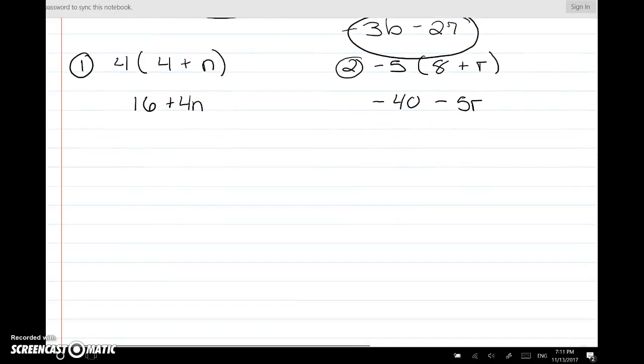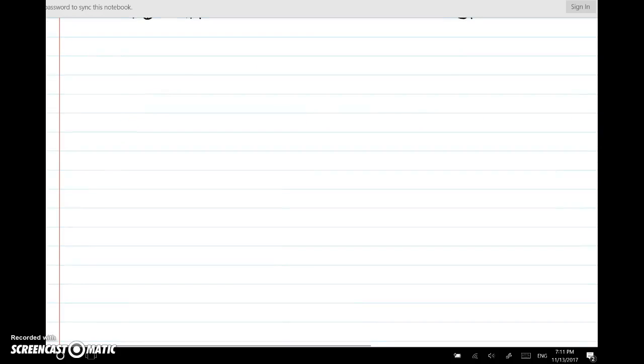Okay, let's get a little bit more complicated now. What if I have 6 times (2x plus 7)? Well, we're going to do the same exact thing that we have been doing. We're going to hand the 6 out to both terms. 6 times 2x, we multiply just the numbers, is 12x, plus 6 times 7 is 42.